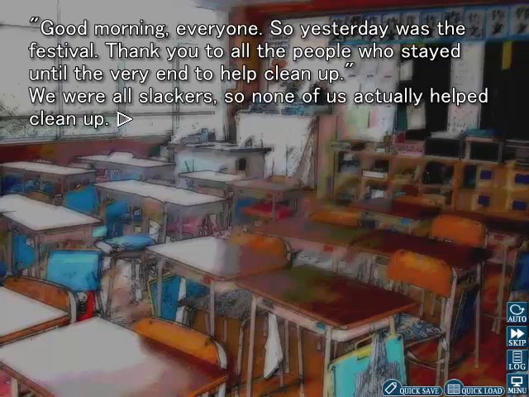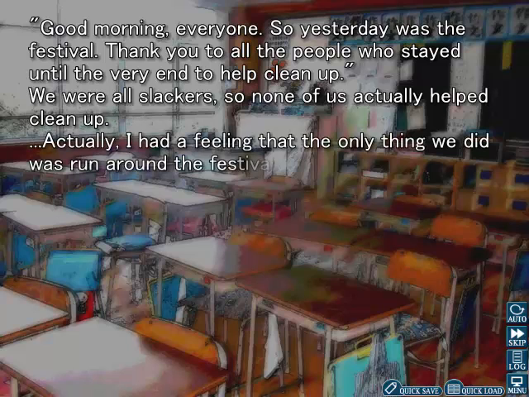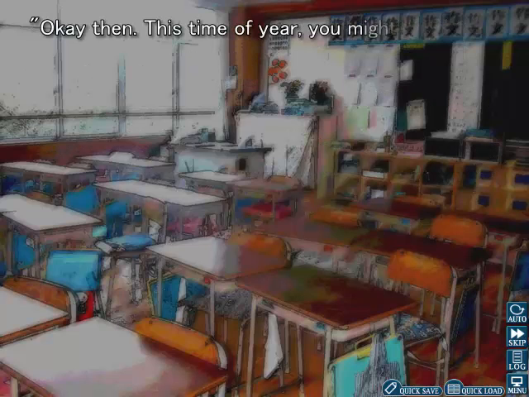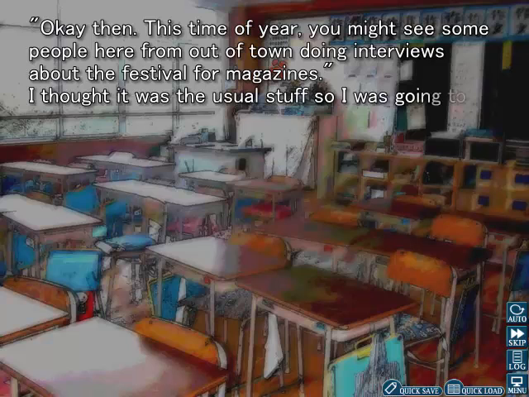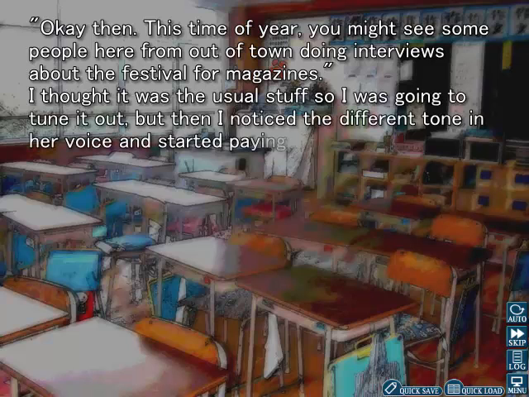We're all slackers, so none of us actually helped clean up. Actually, I had a feeling that the only thing we did was run around the festival and cause a ruckus. Okay then, this time of year you might see some people here from out of town doing interviews about the festival for magazines. I thought it was the usual stuff, so I was going to tune it out, but then I noticed a different tone in her voice and started paying attention.